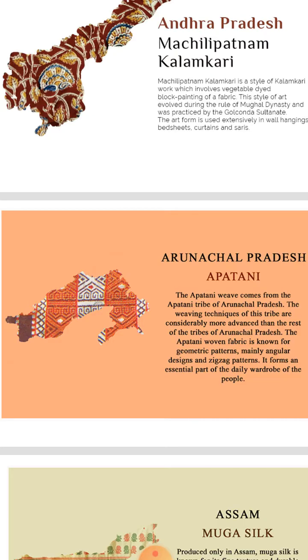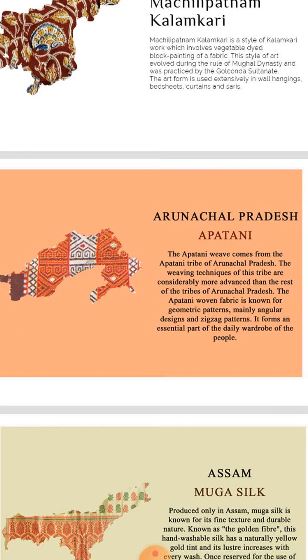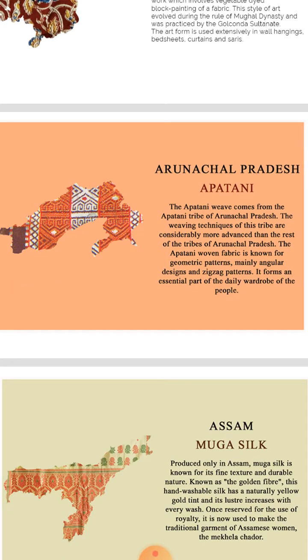Next, moving to Arunachal Pradesh, Apatani saris. This sari is an Apatani weave that comes from the Apatani tribe of Arunachal Pradesh, and the weaving techniques of this tribe are considerably more advanced than the rest of the tribes of Arunachal Pradesh. The Apatani woven fabric is known for geometric patterns, mainly angular designs and zigzag patterns. It forms an essential part of the daily wardrobe of the people. Though this fabric is not that famous among Indians, it is a historical relic of a particular tribe.